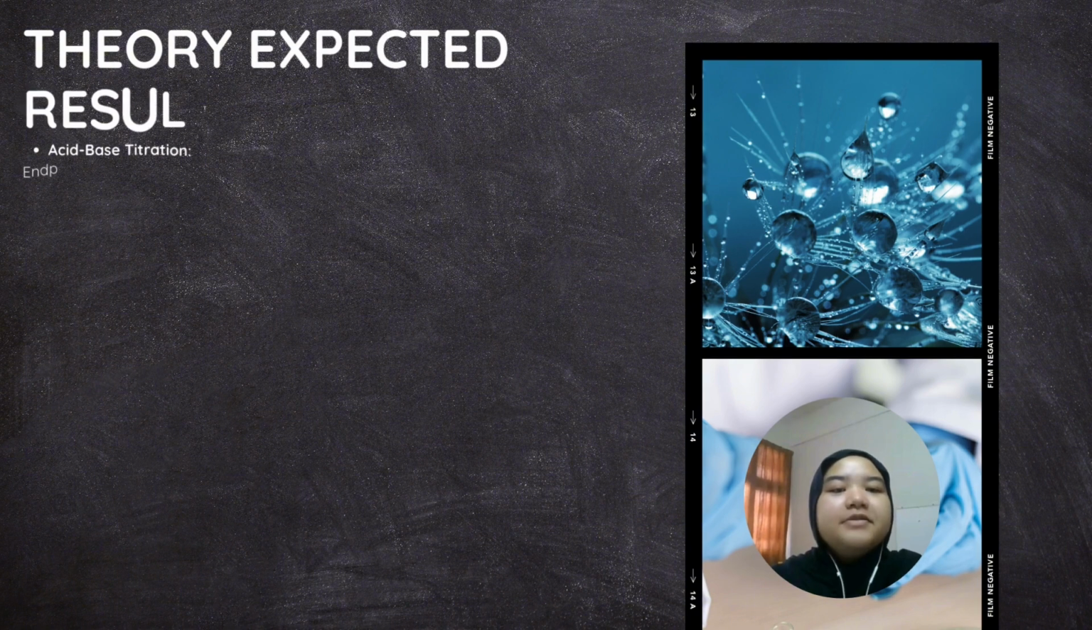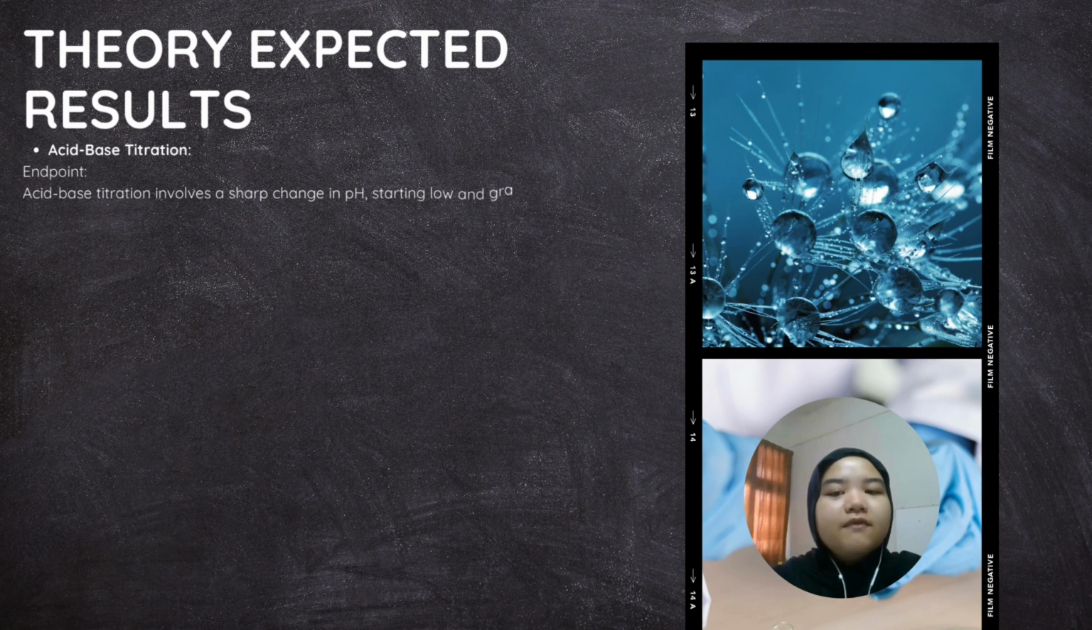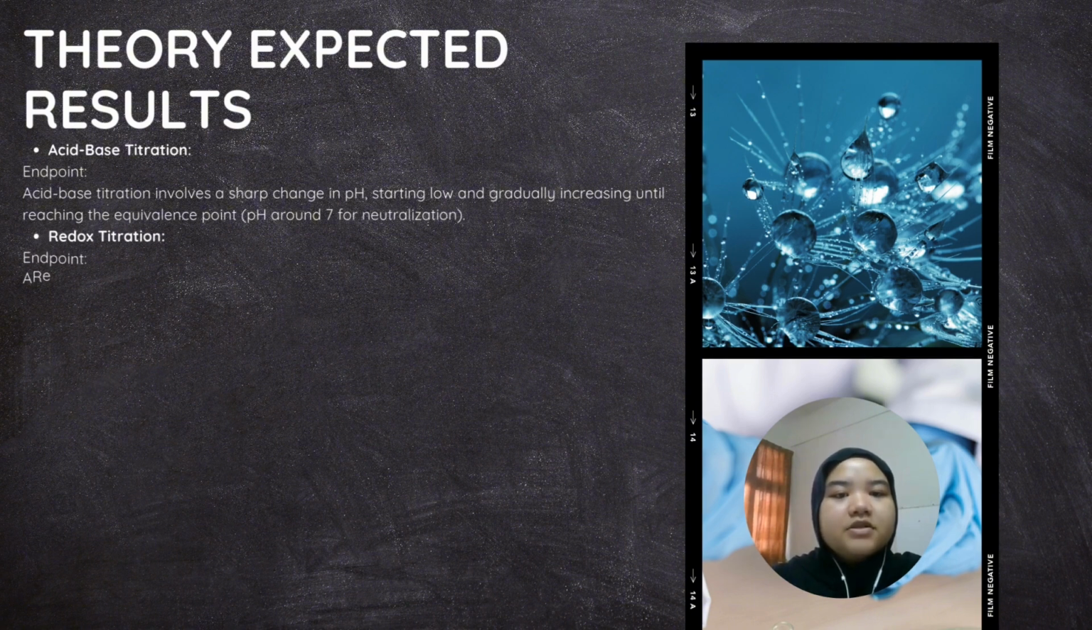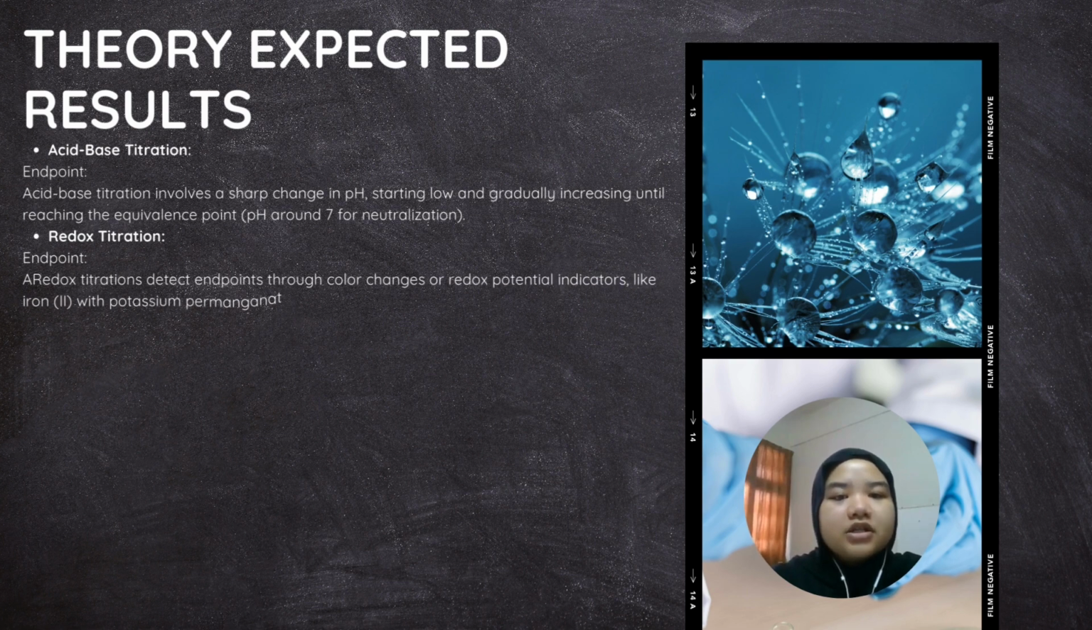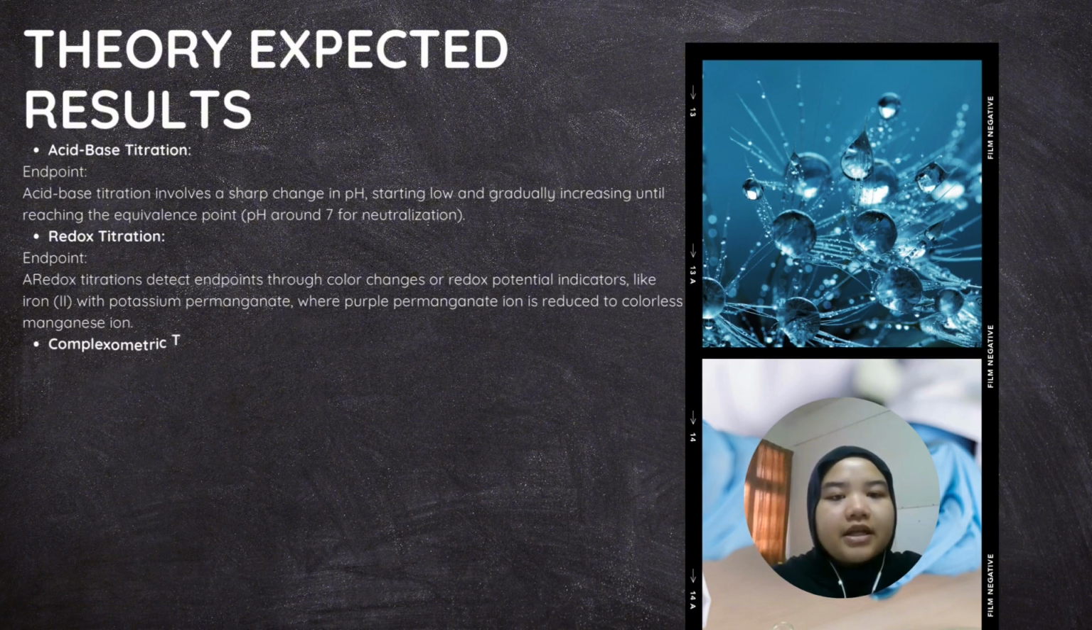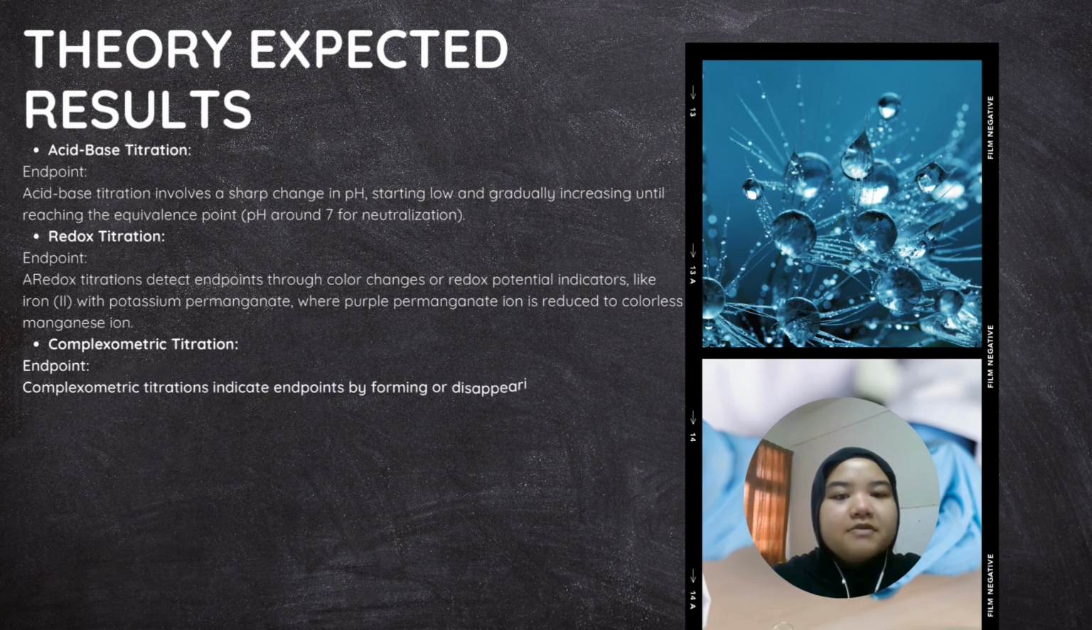The next theory is expected results. Here are a few examples of typical results that might be obtained from different types of titration. First, acid-base titration. The endpoint in acid-base titration involves a sharp change in pH, starting low and gradually increasing until reaching the equivalence point, pH around 7 for neutralization. Next, redox titration. A redox titration detects the endpoint through color changes or redox potential indicators, like iron with potassium permanganate, where purple permanganate ion is reduced to colorless manganese ion.